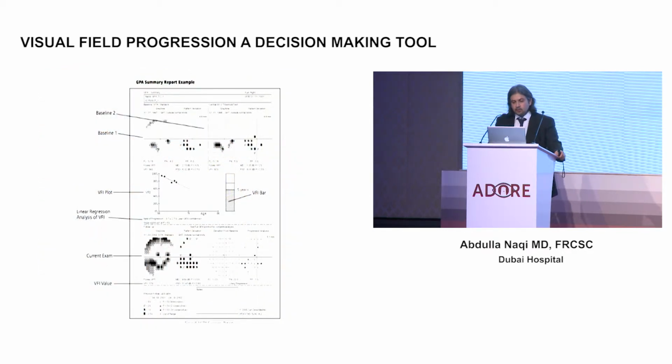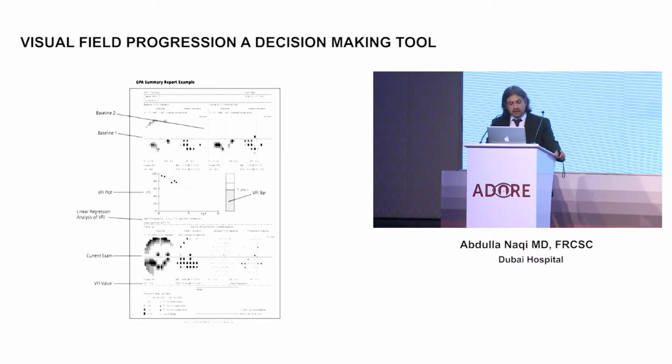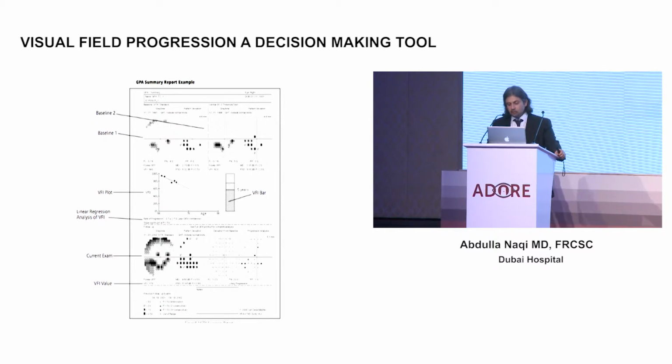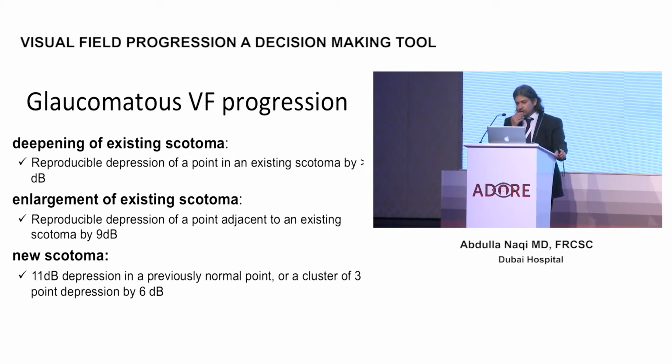This is what is referred to as the GPA summary report. And this is what you should be getting when you're asking for a glaucoma follow-up. You should not settle for less than that, because this has what you need. I'm going to go through the types of glaucoma visual field analysis, but before that, let me go into some of the definitions.